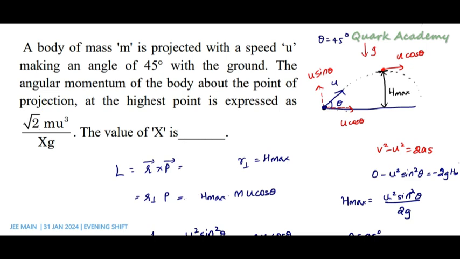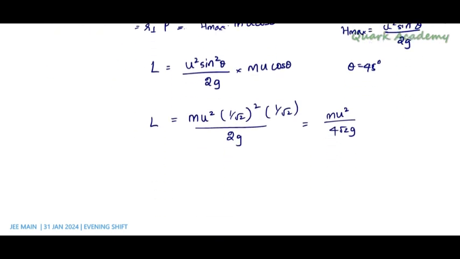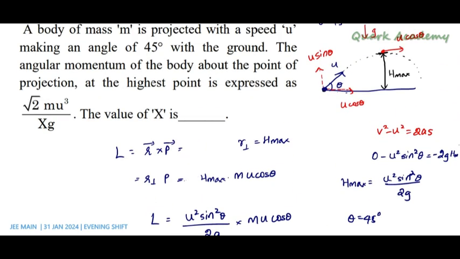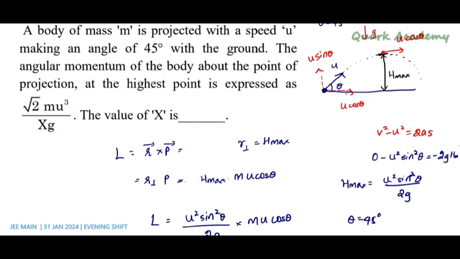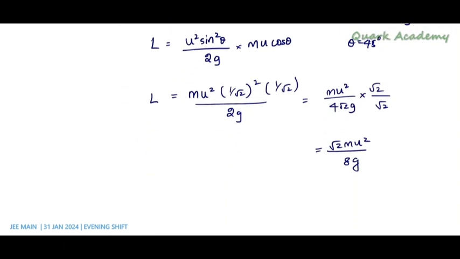Root 2 is there at the bottom, so what I can do is multiply and divide with root 2. So this becomes root 2 m u squared by 8g. If we compare with the question, it is written root 2 m u cube by xg. What will be x then? It is going to be 8.